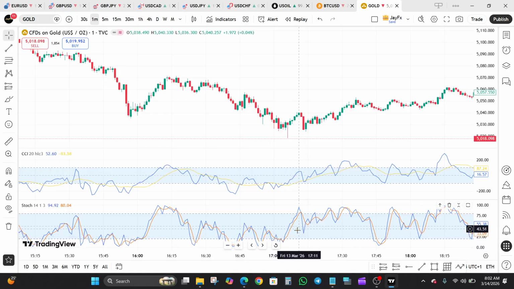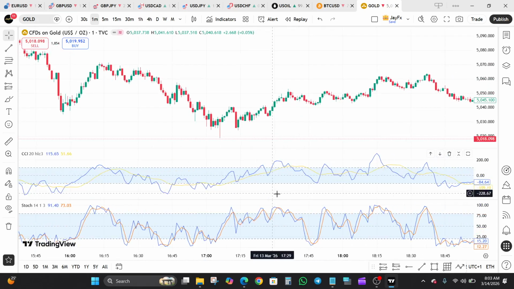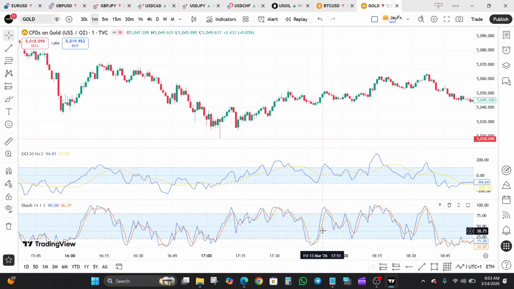So basically, when you have a crossover to the upside, especially around the oversold level, it indicates a bullish signal. And when you have a crossover to the downside, especially around the overbought territory, it indicates a sell signal. The main difference is that CCI measures price deviation from the average, while the stochastic oscillator measures where the closing price sits within the recent price range. Both indicators aim to highlight momentum changes, but they approach the analysis from different perspectives.